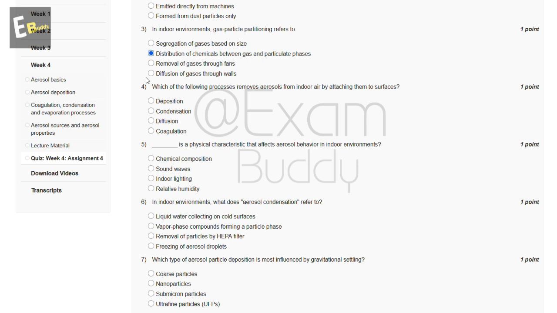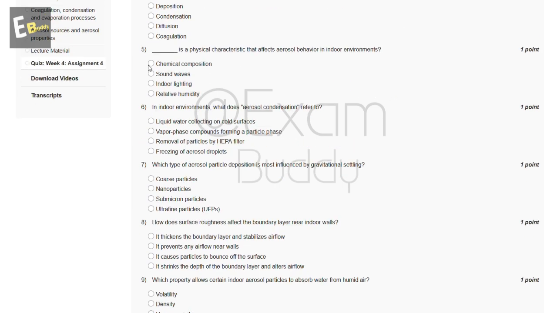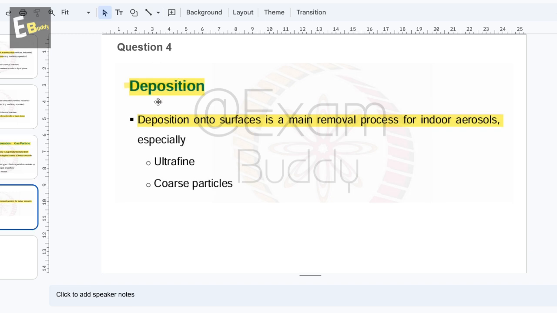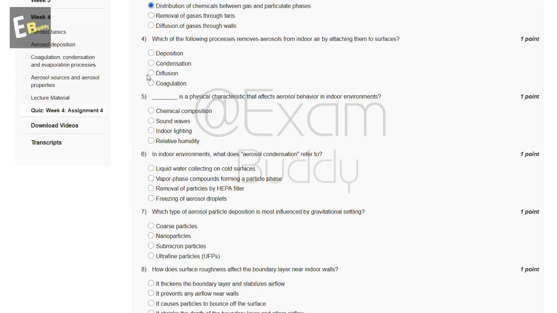Now the fourth question is: which of the following processes removes aerosols from indoor air by attaching them to surfaces? These are the options: deposition, condensation, diffusion, coagulation. Let's check the answer. Deposition onto surfaces is a main removal process for indoor aerosols. So the answer to our fourth question is A: deposition.